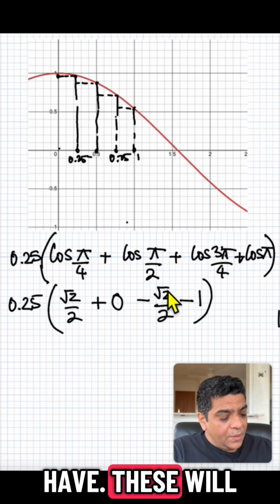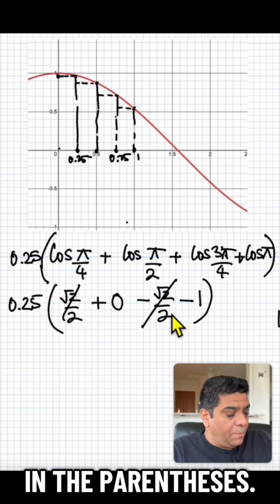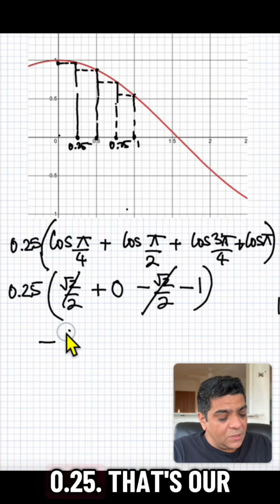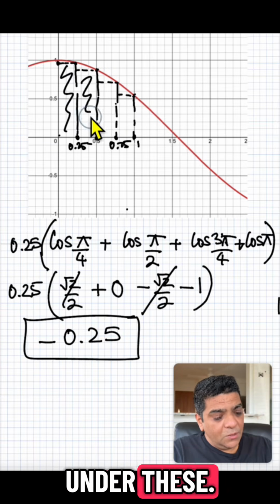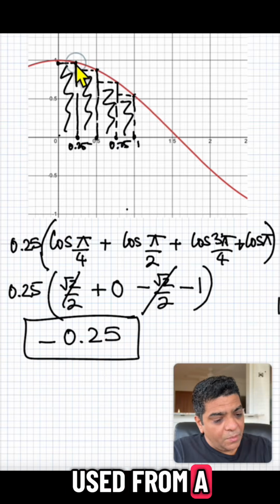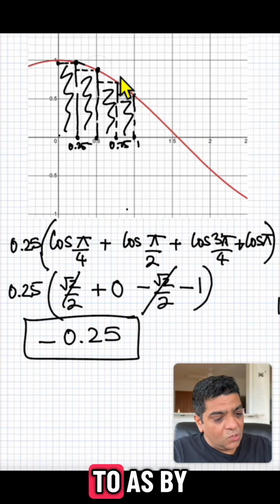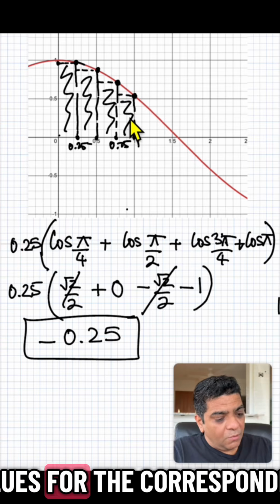The root 2 by 2 terms cancel out, so we have negative 1 in the parentheses. Negative 1 times 0.25 is minus 0.25. That's our final answer for the approximation of the area under the curve for these 4 rectangles from a right Riemann sum, using the right points as y values with a width of 0.25.